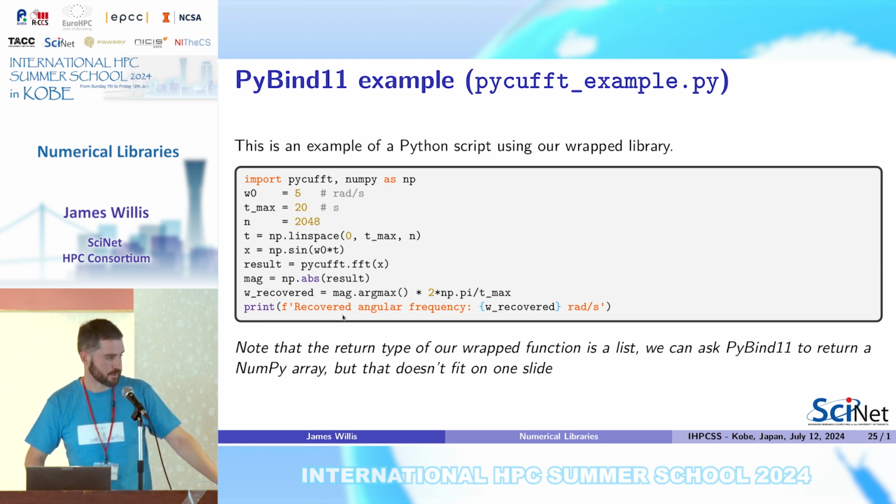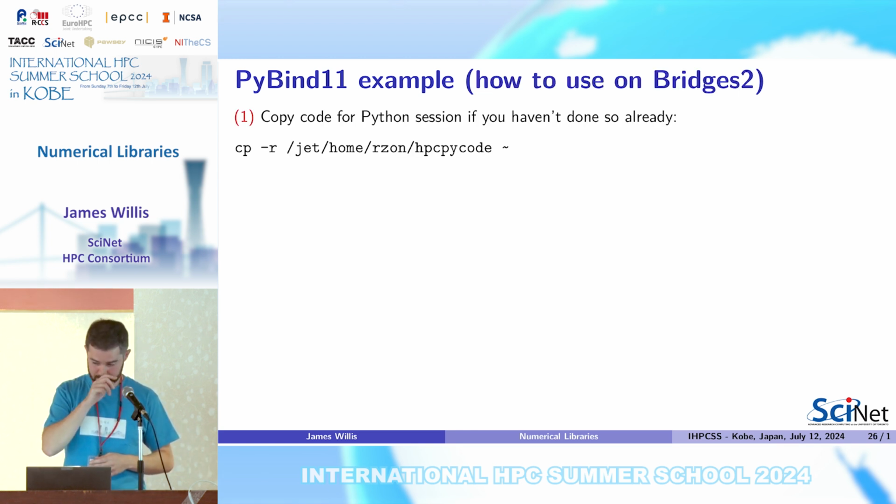Well, that's essentially it. The return type on the wrapped function is a list, but we can ask PyBind to return a full NumPy array. That doesn't fit on one slide, so I did it differently here. If you want, you can try to run this example on Bridges.